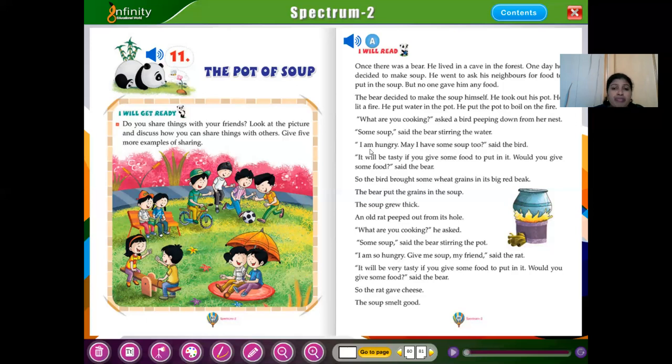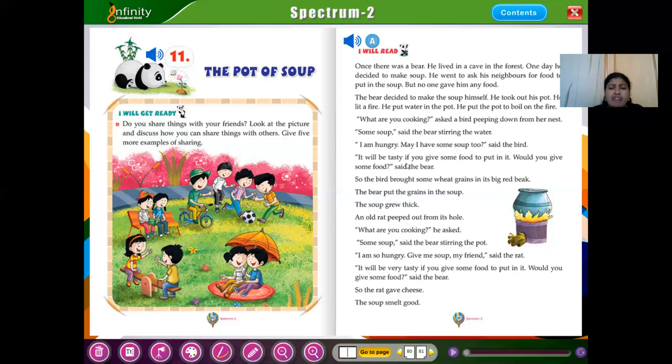So what did the bird say? "I am hungry. May I have some soup too?" said the bird. When the bear said that he was making soup, the bird said, "I am hungry. May I have some soup too?" So it asked the bear for some soup. See, when the bear asked the neighbors, no one gave any food to make a soup. But now the bird is asking for the soup because the bird is hungry. So he wants some soup.